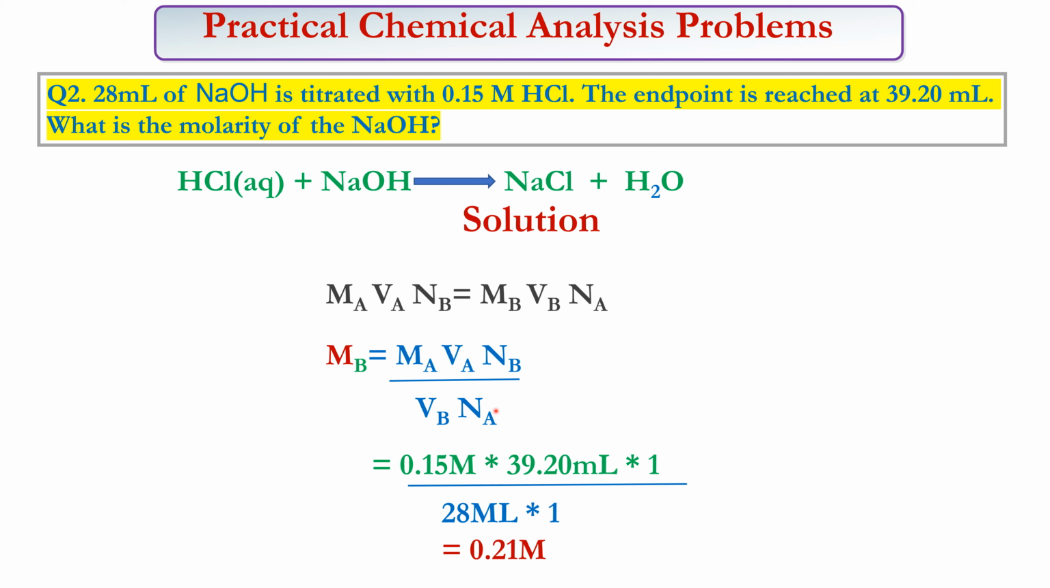So once we have the formula for our Mb, we can then substitute all the values that we are given here in this formula. Ma is given as 0.15 mole. We put it here. Volume of acid is 39.20 ml. We put it here. Number of moles of base is 1 from the balanced equation. Vb, volume of base, is given as 28 ml. We put it here. And Na is number of moles of acid, which is 1 from the balanced chemical equation. So if we solve this, we will get that the molarity of the base is equal to 0.21 mole.